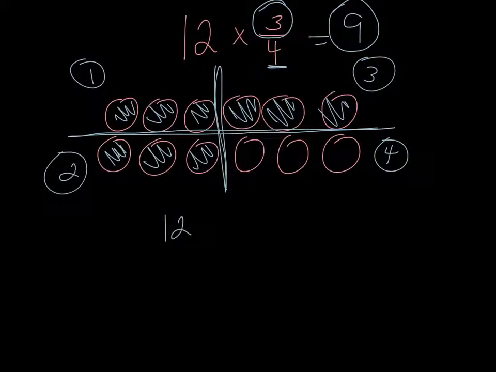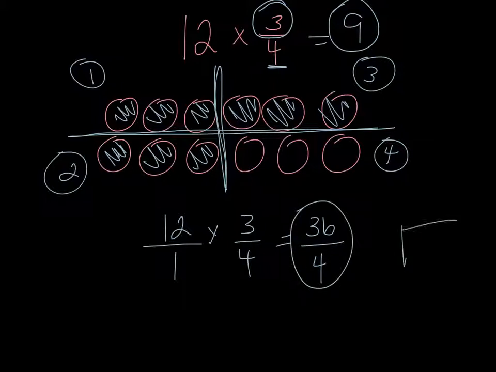Once again, to show this mathematically, in order to write a whole number as a fraction, I put a 1 underneath the whole number. 12 divided by 1 is still equal to 12. Now I can multiply across. 12 times 3 is 36. 1 times 4 is 4. Since this is improper, I would divide, and 4 will go into 36 an even 9 times.